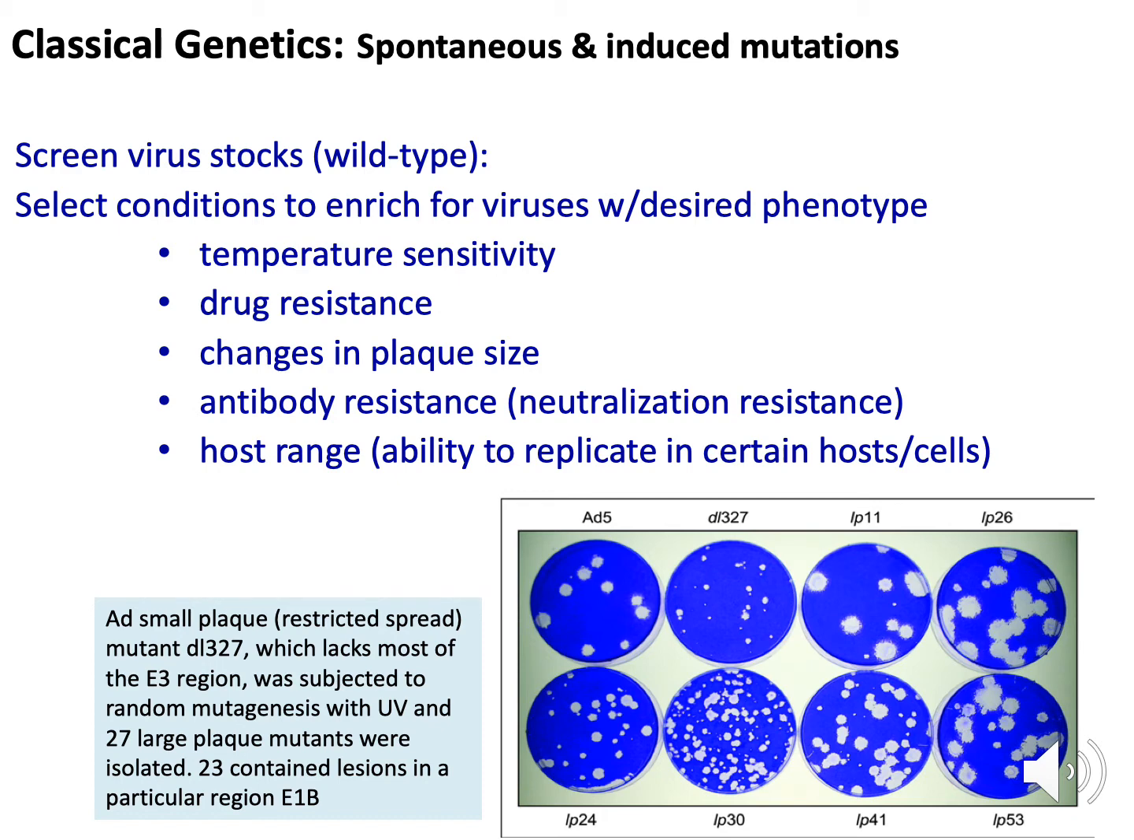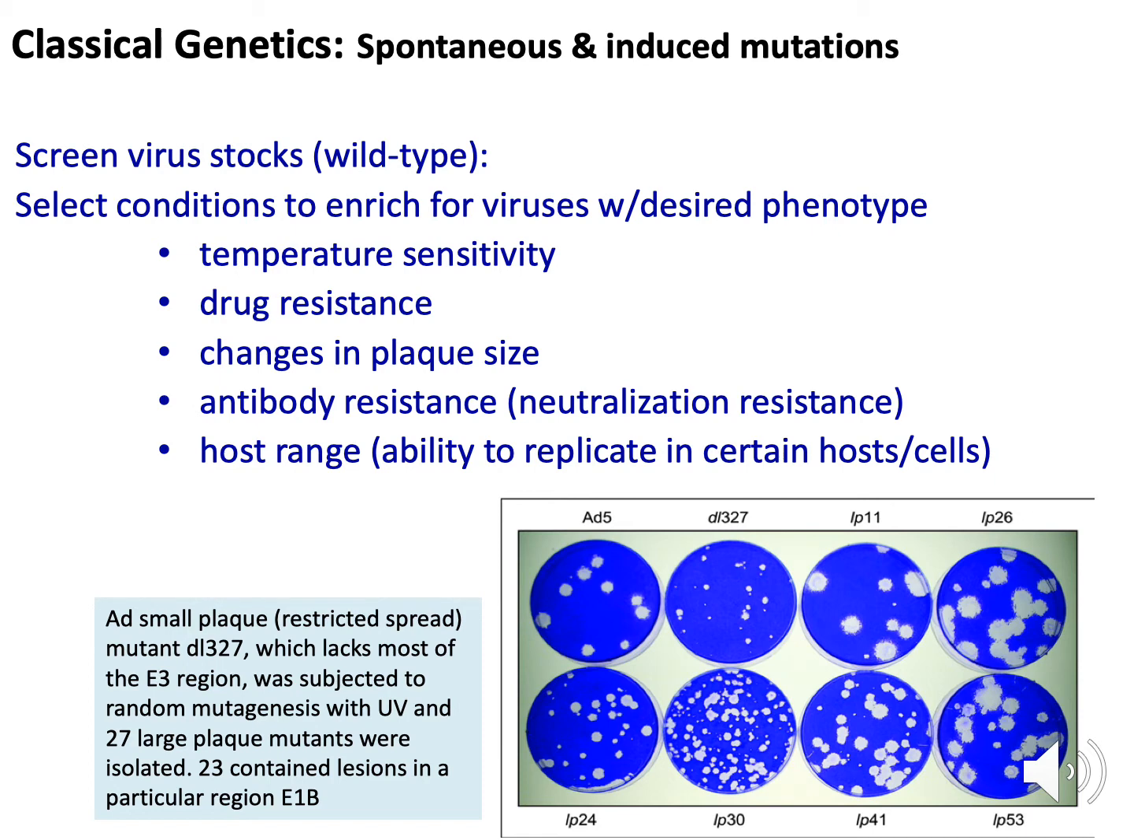Because viruses have polymerases that have error rates, there are spontaneous mutations that arise during replication, and one can induce mutations as well. And so you can screen virus stocks and identify conditions that would enrich for viruses that have phenotypes that you might be interested in. So viruses that spread better might have larger plaque sizes.